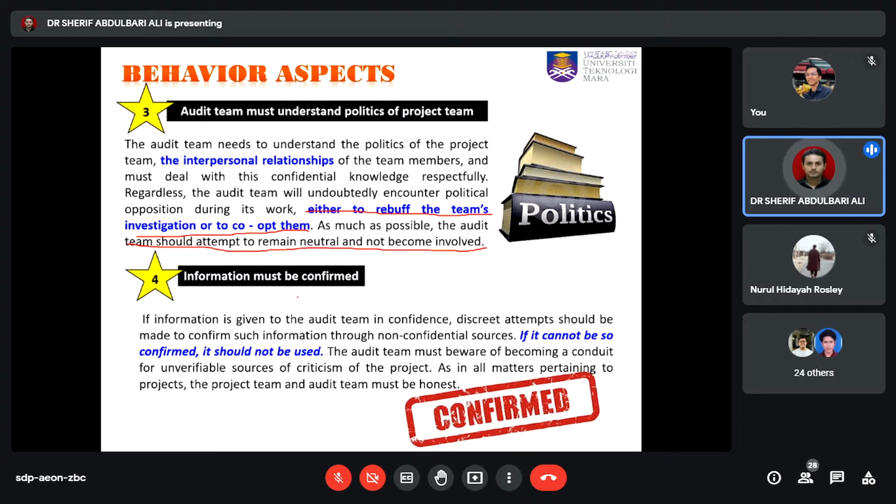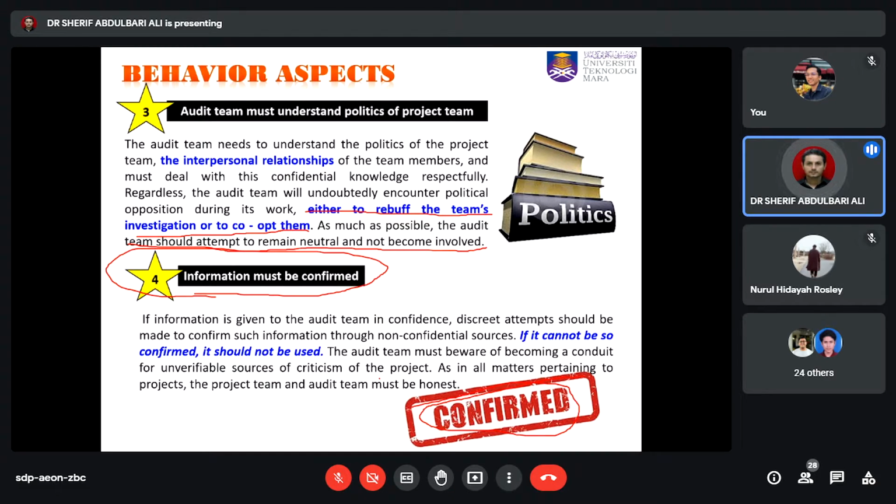Another thing is you want to be sure the information is confirmed. You are going to ask questions, and you are going to ask for the evidence. At the end, if the information that you have cannot be confirmed, it should not be used. Okay, make sure about this. Confirm.